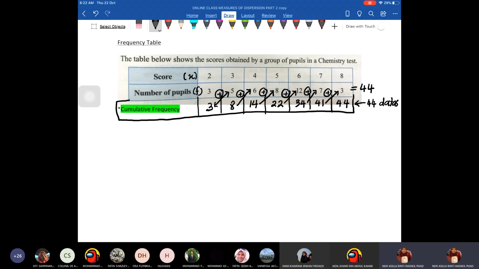So here is why. Because when we are finding the interquartile range, I need to identify my first quartile and also my third quartile. Now this is not written as raw data, so I cannot look at which one is in the middle. Through cumulative frequency, I know that I have 44 data.